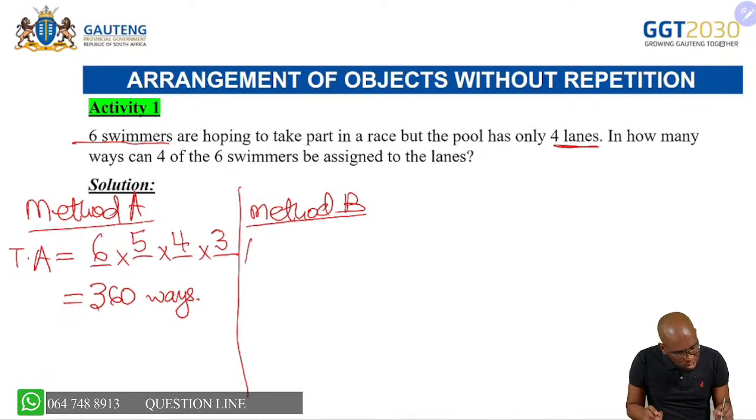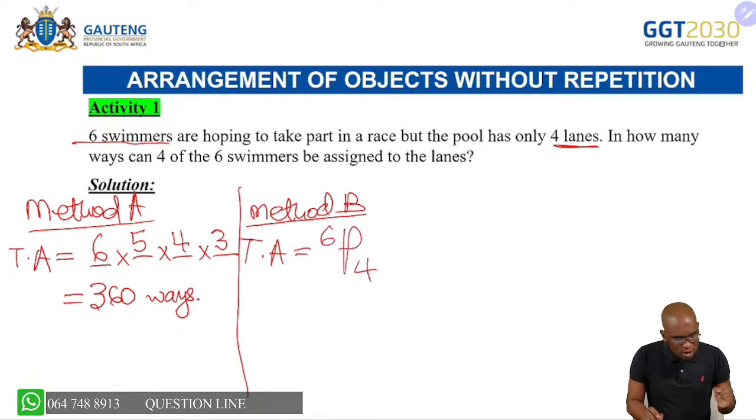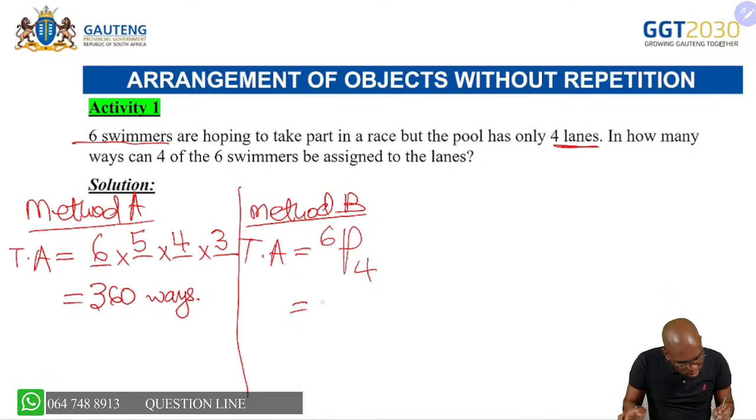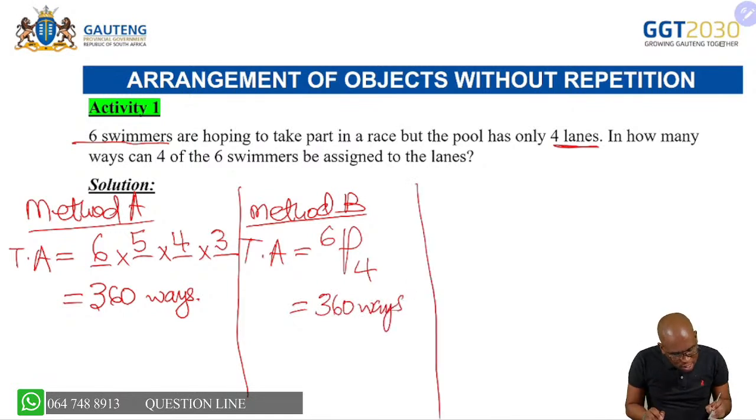So the total arrangement would be: we have 6 swimmers, we only want to arrange 4 of them. So that is 6 permute 4. Now, to do that, we can obviously go to our calculators. We start with 6, and then we press our permutation button, and then we press 4. And then we get that this is 360 ways as well.